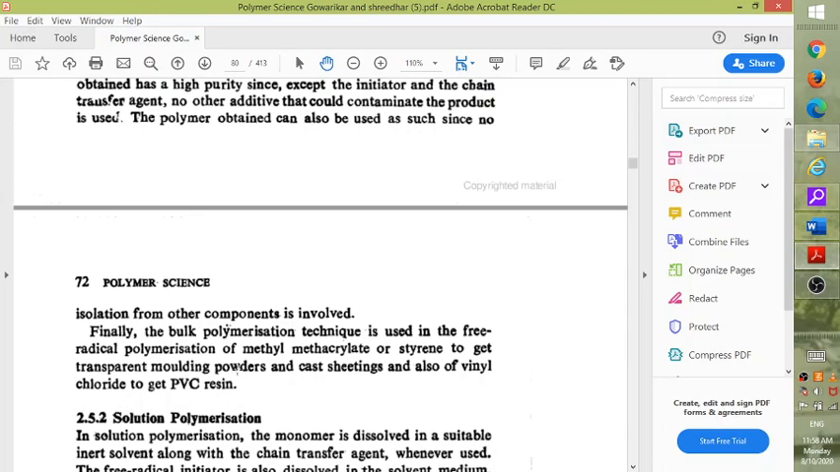Free radical polymerization is a chemical reaction in which initiator is used, and termination can occur by collision or disproportionation, which you will see when you see the free radical reaction. Then methyl methacrylate is produced by this bulk polymerization technique. Then styrene to get what? Transparent molding powders and cast sheetings, and also vinyl chloride to get PVC resin. So these are the examples which you can give in bulk polymerization.